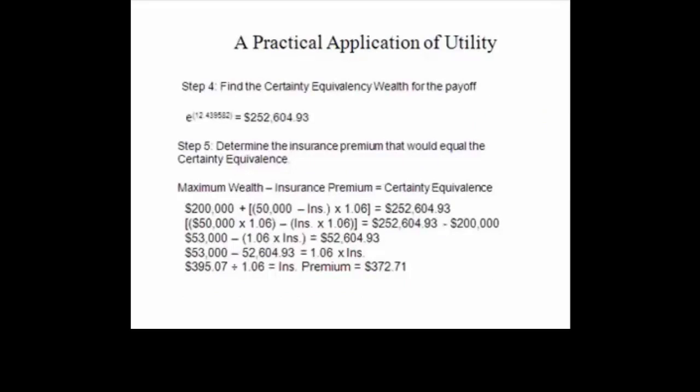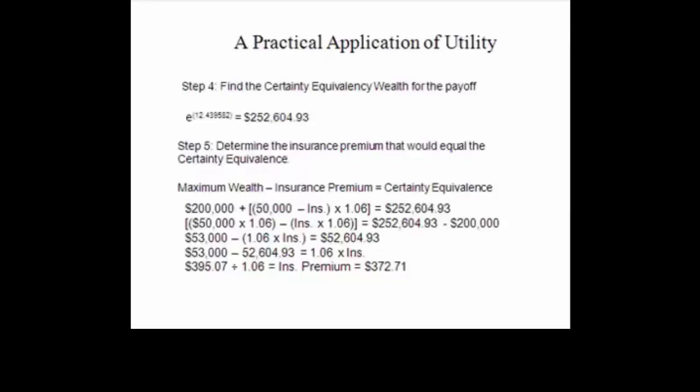Step 4 is finding the certainty equivalence using the results from step 3. You've just found that the certainty equivalent is going to be e to the 12.439582, or $252,605. Again, this is the same process that we went through before. This is the amount of insured wealth that is equivalent to the value of the home plus the year-end value of excess cash after subtracting the insurance premium.